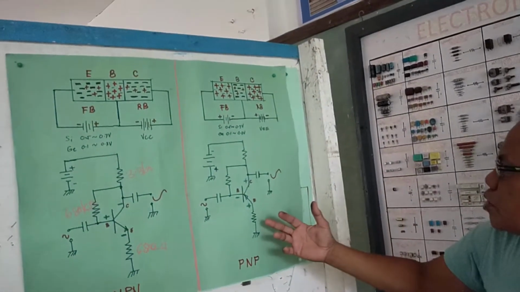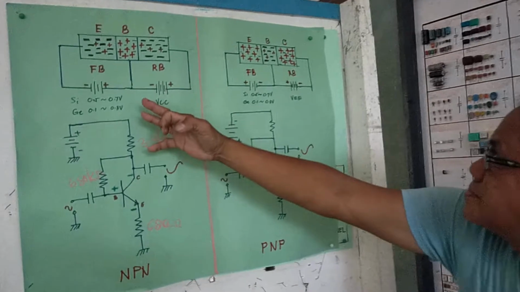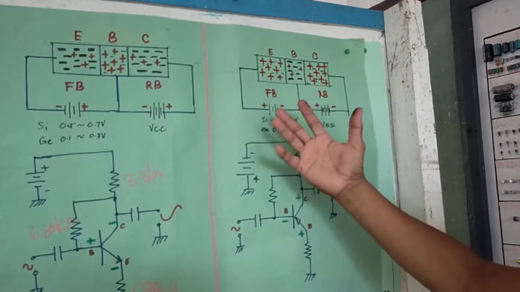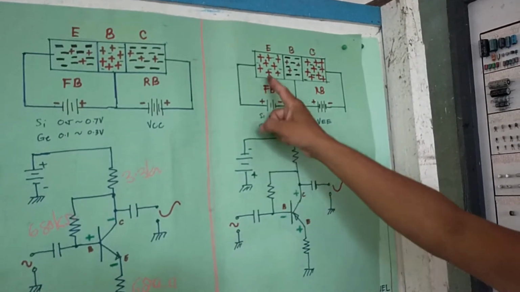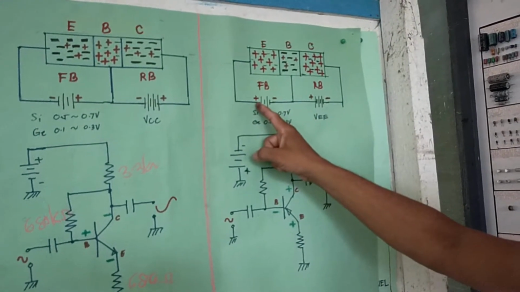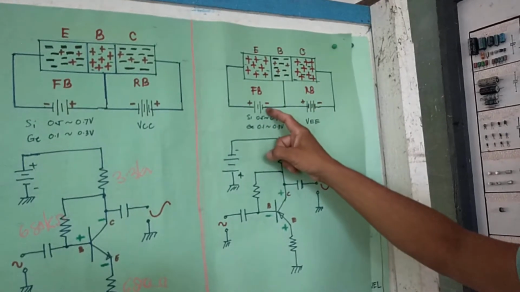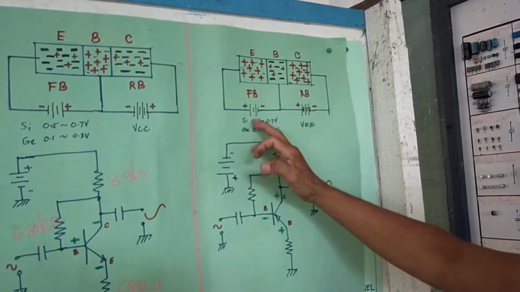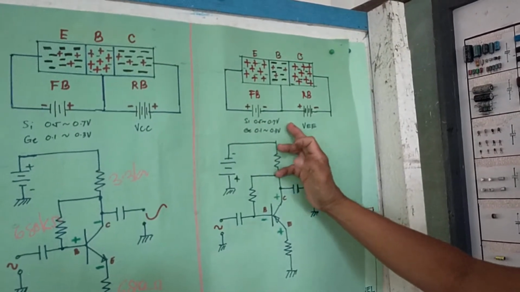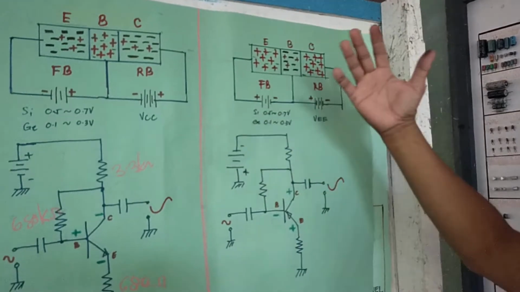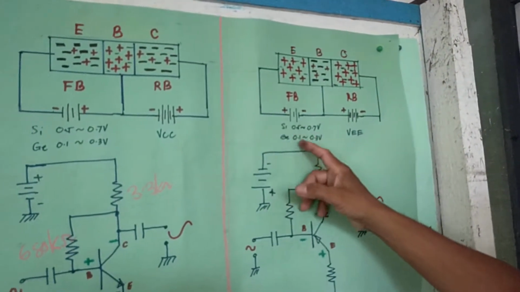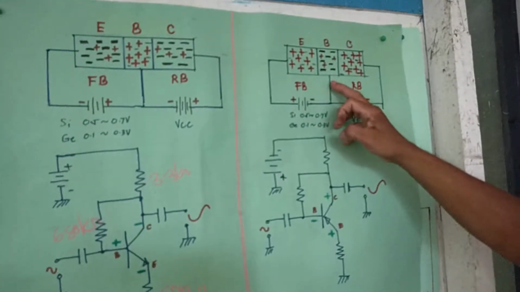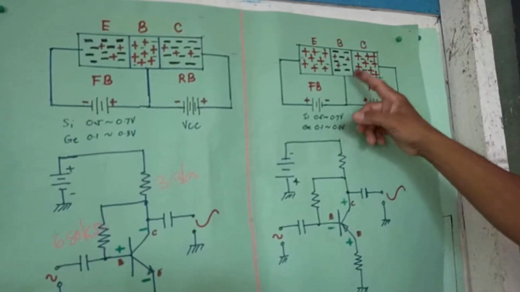With PNP type, of course, the same. If it is PNP type, emitter and collector are positive with base negative. Emitter is positive. Base is negative. Again, the amount of the voltages is somewhere at 0.5 to 0.7 volts for silicon. For germanium, if this transistor is made of germanium material, it is somewhere at 0.1 volts to 0.3 volts. Then, the collector is always in reverse bias. Base collector junction here.